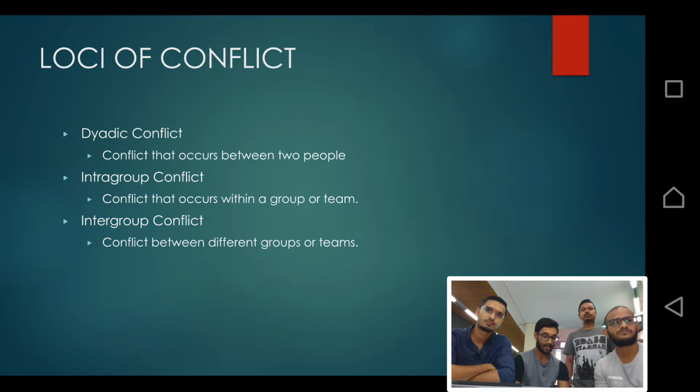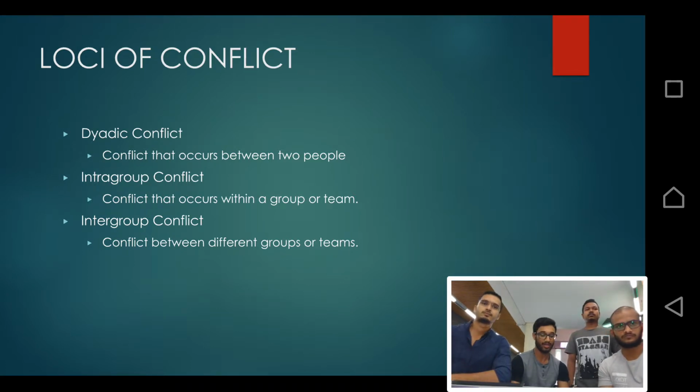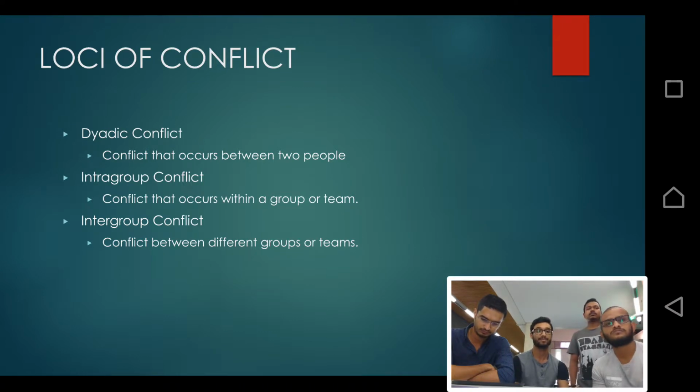And there's another way to understand conflict, and that is to consider locus, or where the conflict occurs. Here too there are three basic types. Direct conflict, where conflict occurs between two people. Intra-group conflict, where conflict occurs within a group or a team. Inter-group conflict, which is conflict between groups and teams.